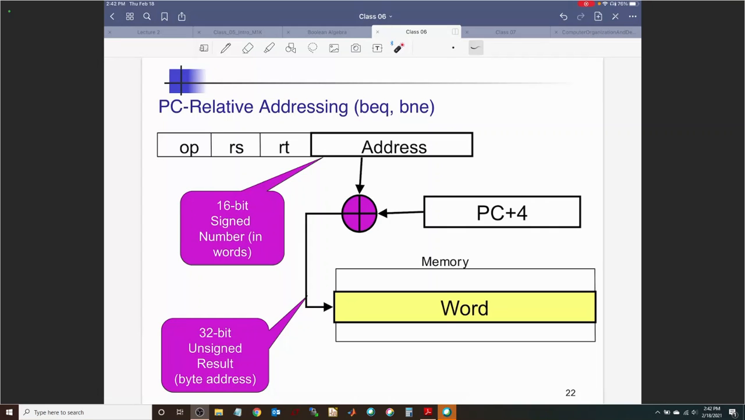And then we are trying to access a byte. But for branch instructions, we say, all right, it has to be in words, because when you branch to an instruction, that instruction is word aligned.